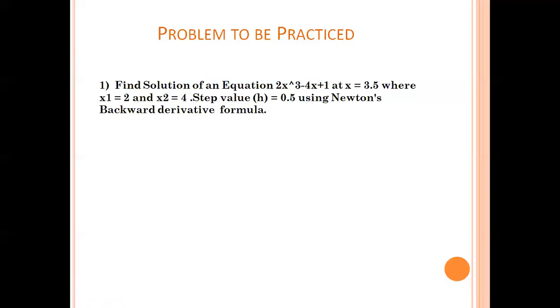Here we are going to find the derivative at x is equal to 3.5. So that's why we are using Newton's backward derivative formula.